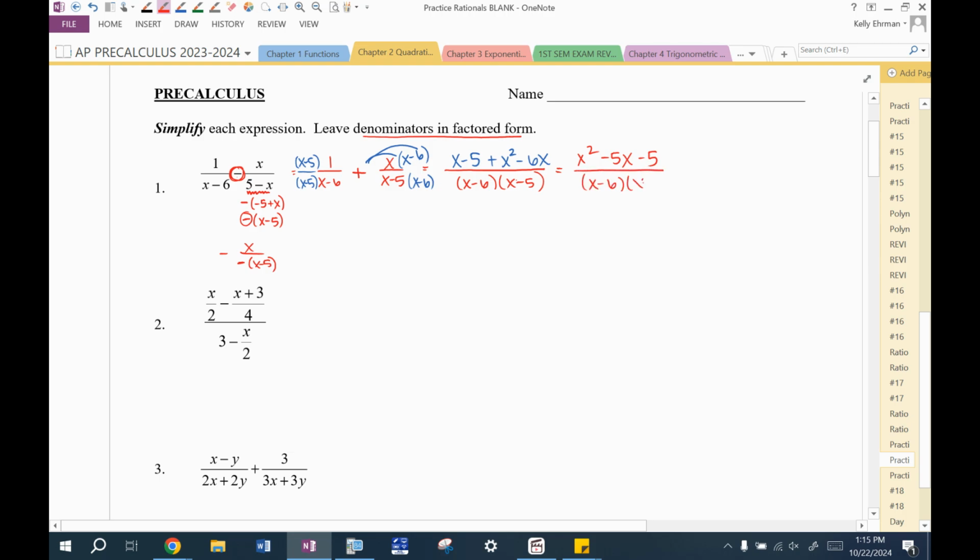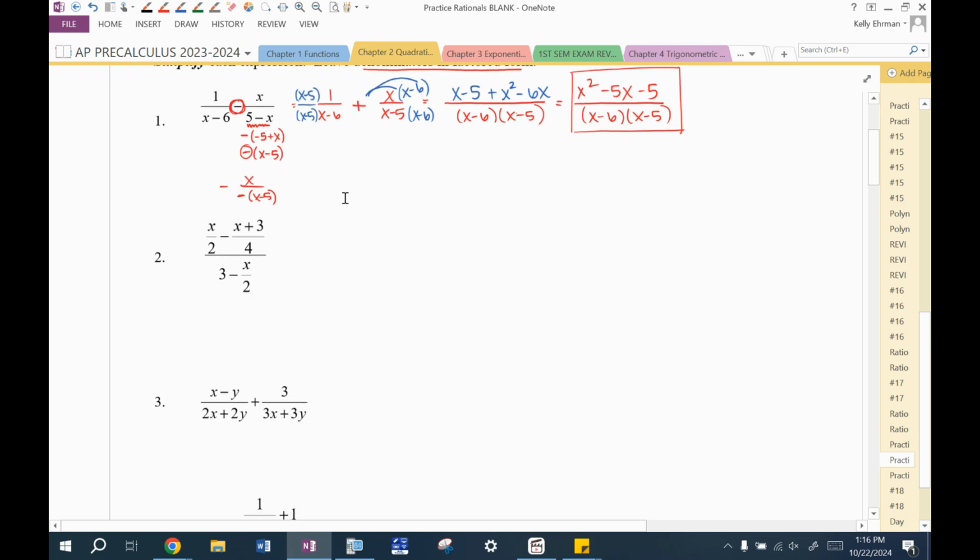Keep the denominator factored out. There's no reason to FOIL that together. Do a quick check. Does this factor at all? No. The only numbers that multiply to 5 are 1 and 5, and there's no way those can add or subtract to -5. So this is my final answer.